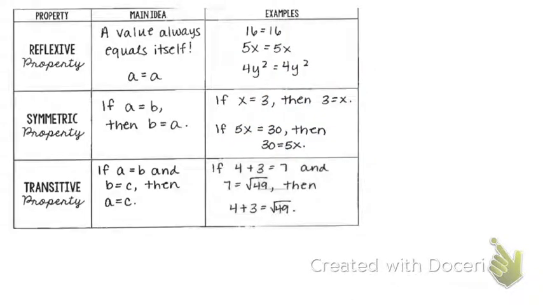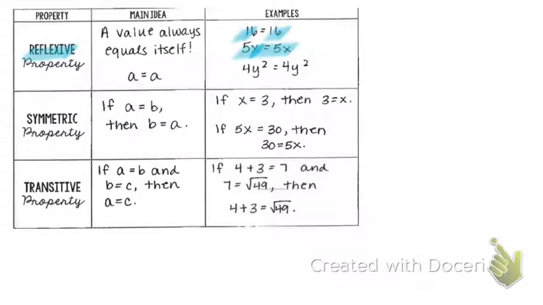Oh, there's a couple more. The reflexive property is saying that a number always equals itself. So sometimes in a proof you just need to say 3 equals 3, or the measurement of line AB equals the measurement of line AB. That's the reflexive. I think of that as reflection. Same thing on each side.